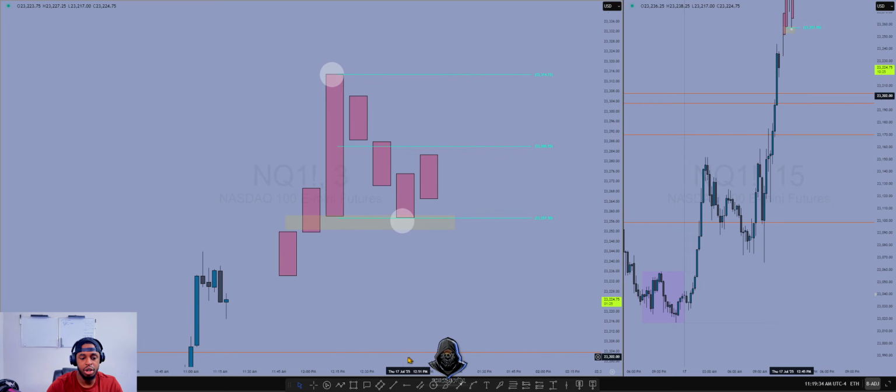And if it really wanted to go back up, I'll look for it to do boom, boom, boom, and then boom. Because I'm playing inside of the range that's created between this high and then this swing low that went inside of imbalance.